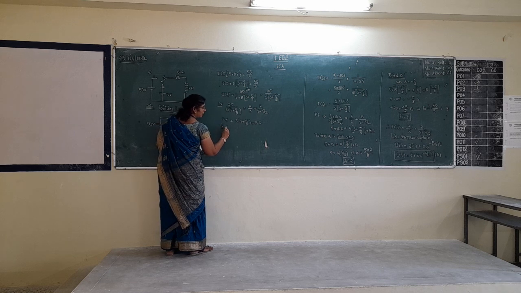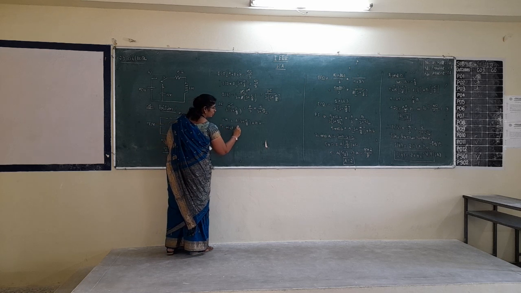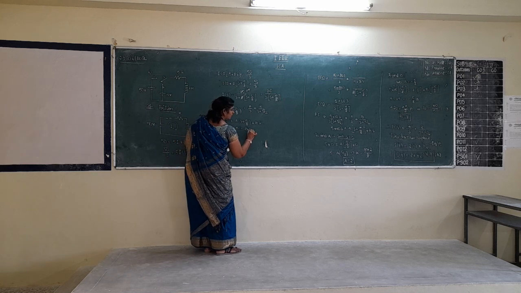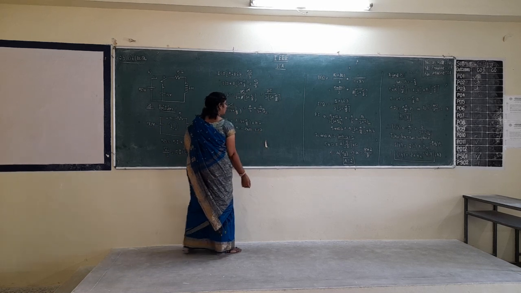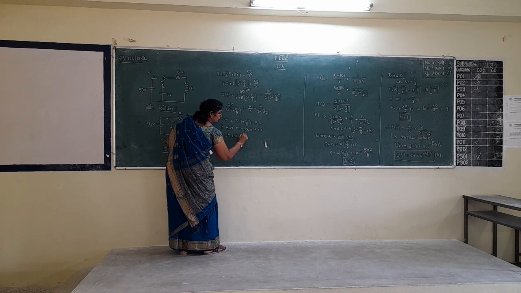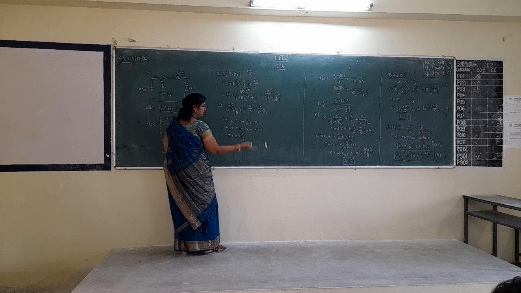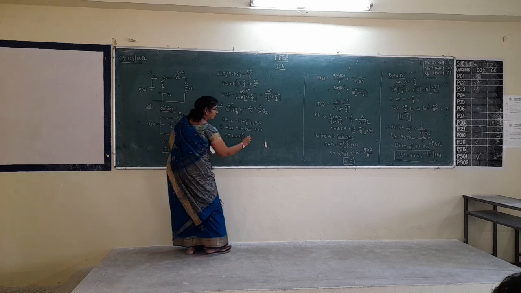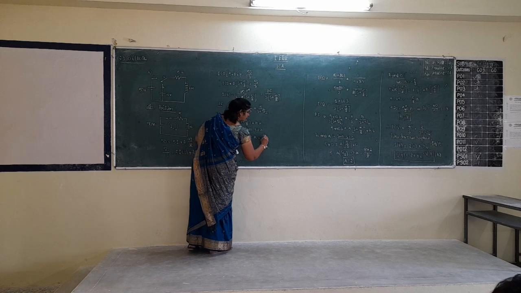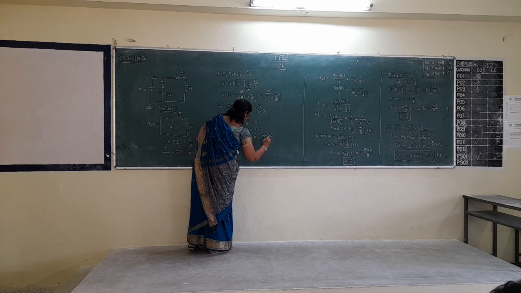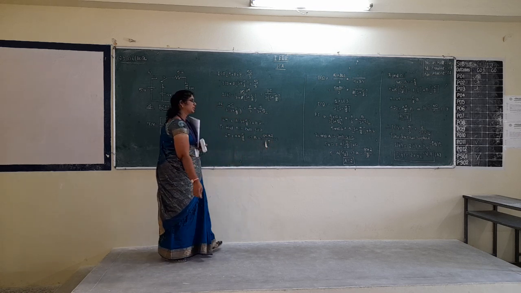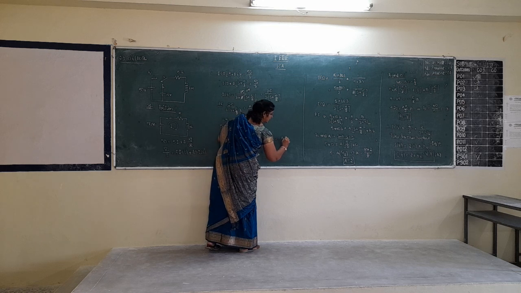To find a, substitute s equal to 0. So 25 will be equal to a into 5 by 2 plus 0. So a value is 25 into 2 divided by 5. So when I do it, that gives us a value of 10.